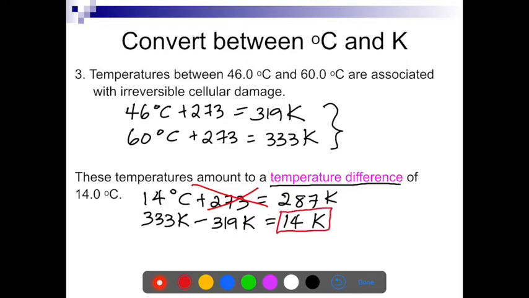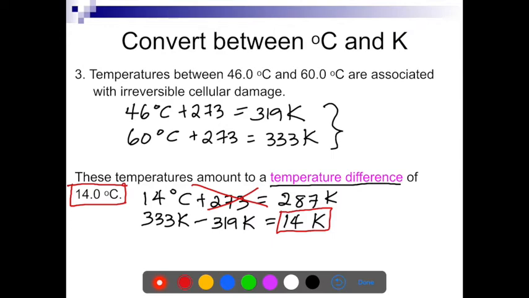So we can see here that the temperature difference in Kelvin is also equal to the temperature difference in Celsius. Therefore, you can just directly substitute the unit degrees Celsius with Kelvin, and that should give you the correct temperature difference.